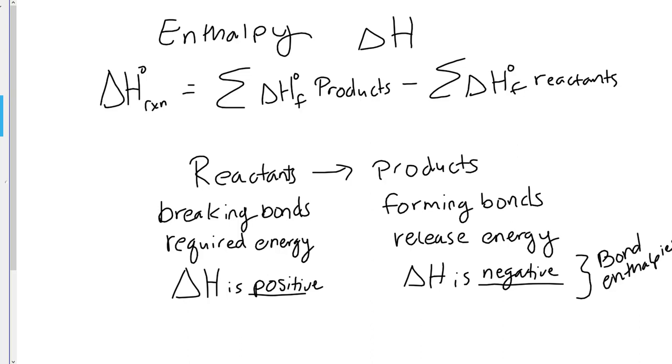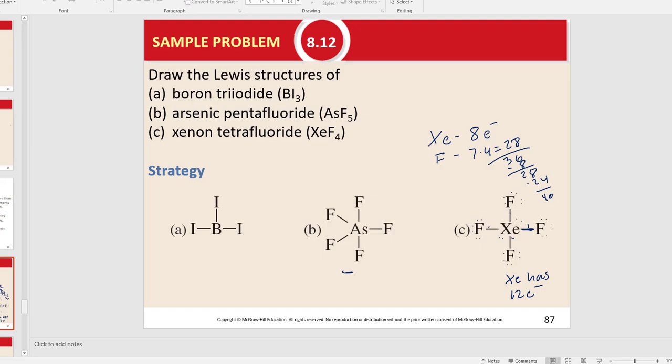We have a table of bond enthalpies on page 355, so we don't have to worry about going to the appendix. Page 355 has all of our table of bond enthalpies. Let me switch back to the slideshow so you can see what that looks like.